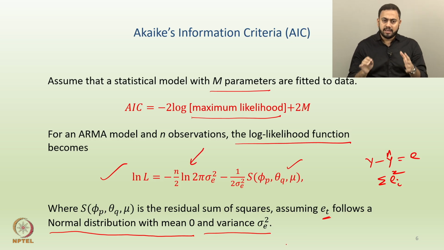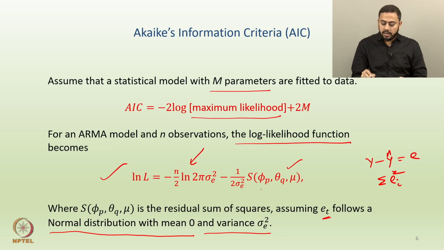Okay? So again, like I said, we will not prove this entirely, but just to give you an idea as to what individual ingredients you have here. So the first part in the log likelihood comes from the constant that you have in the normal PDF, assuming that mean is 0 and variance is sigma square E, and the second part, which is capital S of, let's say, phi p, theta q and mu, is nothing but the residual sum of squares.